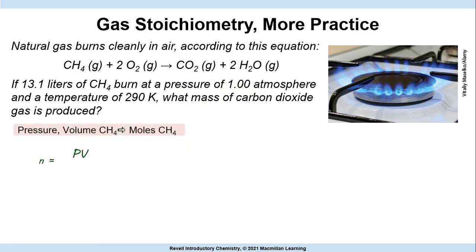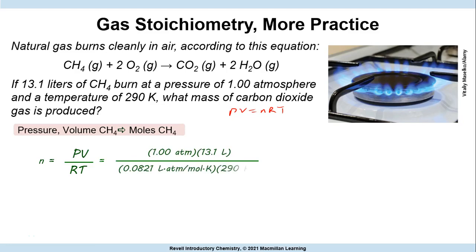So we are going to move from the pressure, the volume of methane and the temperature to get the number of moles. So the number of moles from PV is equal to nRT. We know that PV is equal to nRT. So we make n the subject of the formula. So n is equal to PV over RT. So we are going to substitute the values. We have the pressure of 1 atmosphere, the volume of 13.1 liters, the R that is 0.0821, and the temperature 290 Kelvin. So we see the units cancelling out and we are left with mole. So that gives us 0.550 moles of methane.